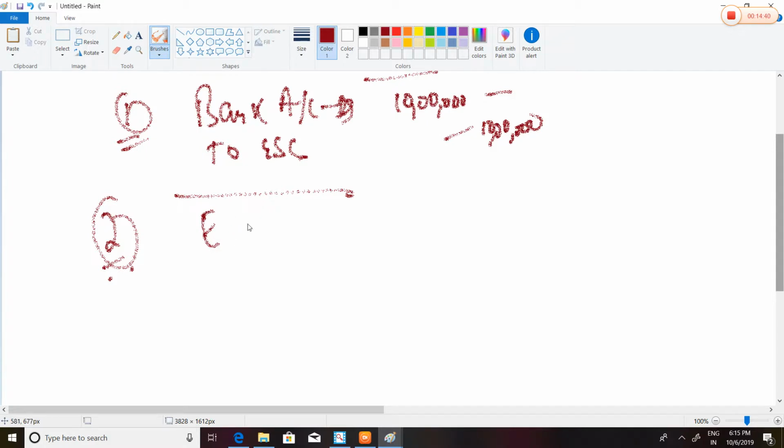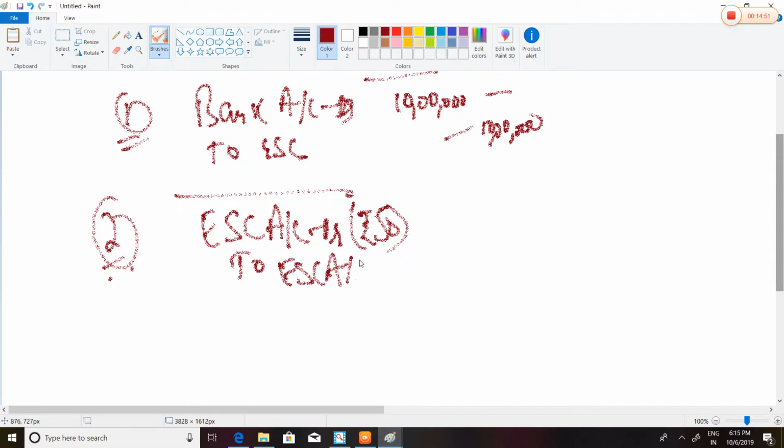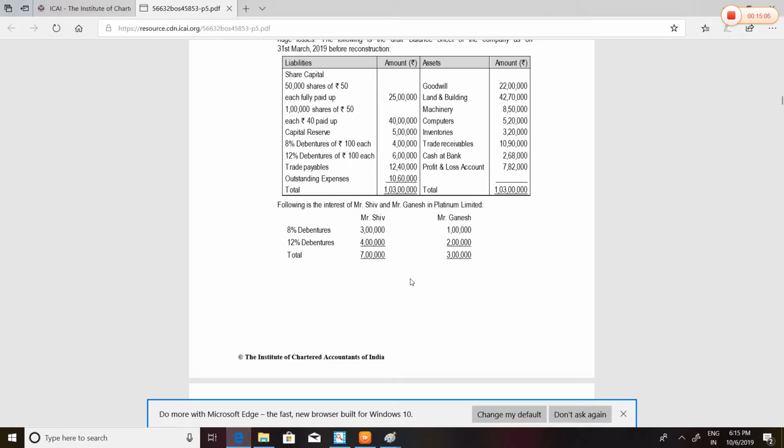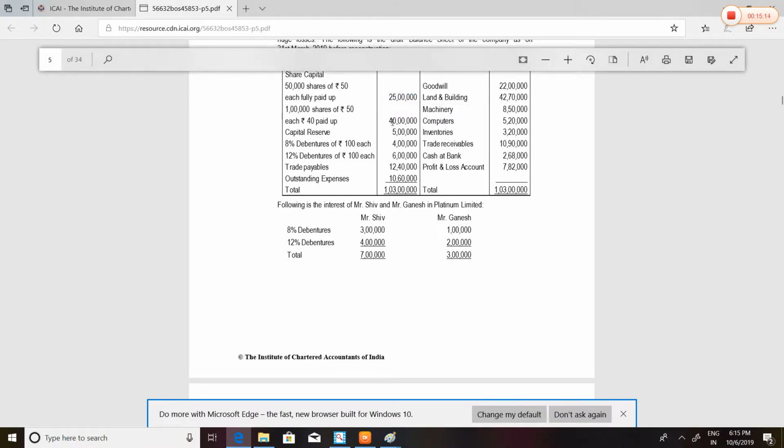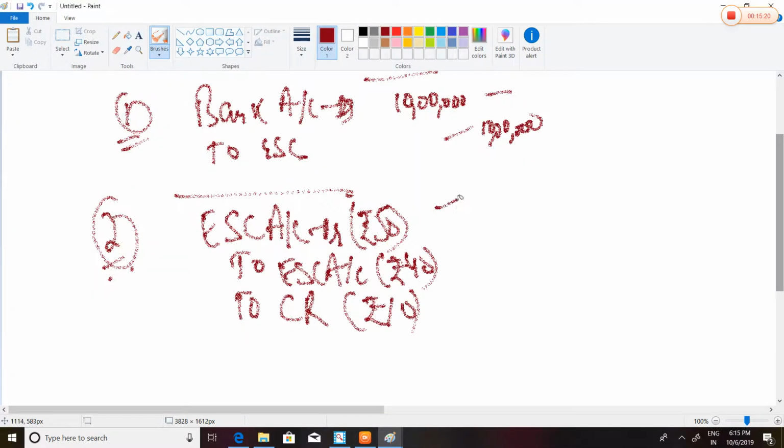Second entry would be equity share capital account debited, this is of rupees 50. I'll just tell you the logic of these entries. Equity share capital rupees 40 and to capital reduction rupees 10, the balance amount. It is of 75 lakh, or 25 lakh, sorry, 25 lakh this, and this 40 lakhs plus 10 lakhs, 50 lakhs, 75 lakh is the total here.